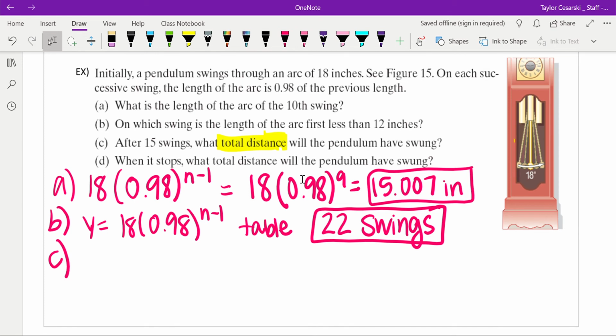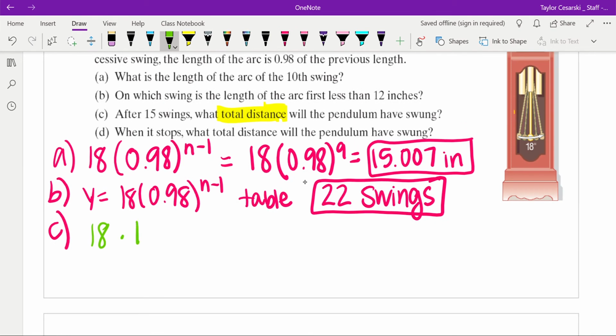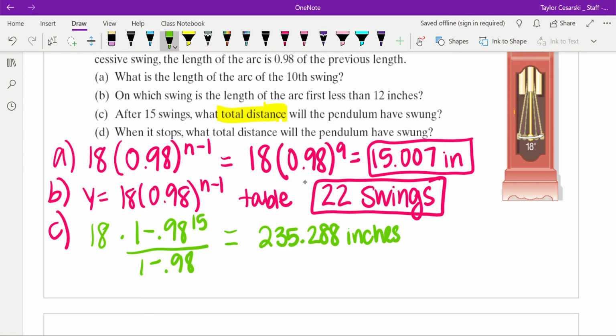Okay, so if we wanted to use the formula, it would look like this. So my first term is 18, and then times 1 minus 0.98 to the 15th over 1 minus 0.98. Okay, remember the first 18 represents my first term, the 0.98 represents my r, and then to the n power. When you type that in your calculator, you get 235.288 inches total.